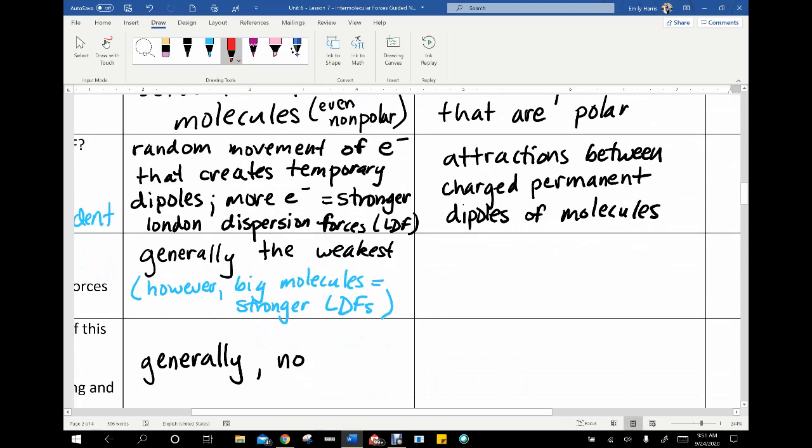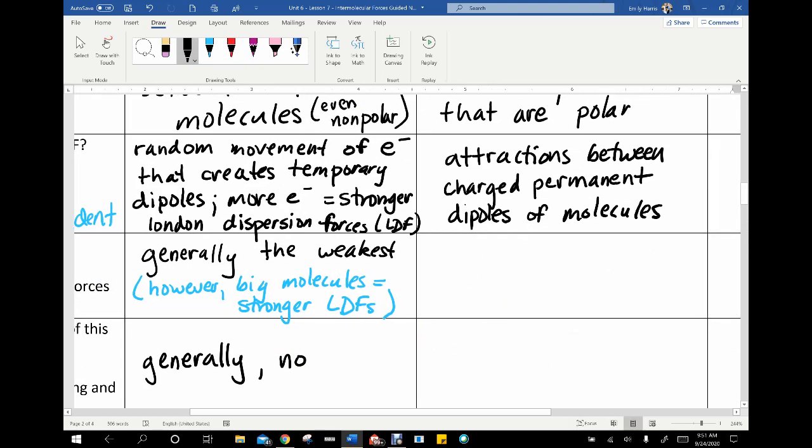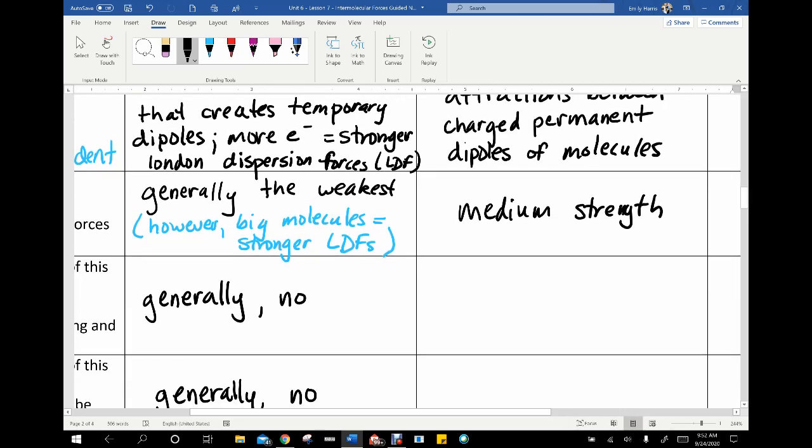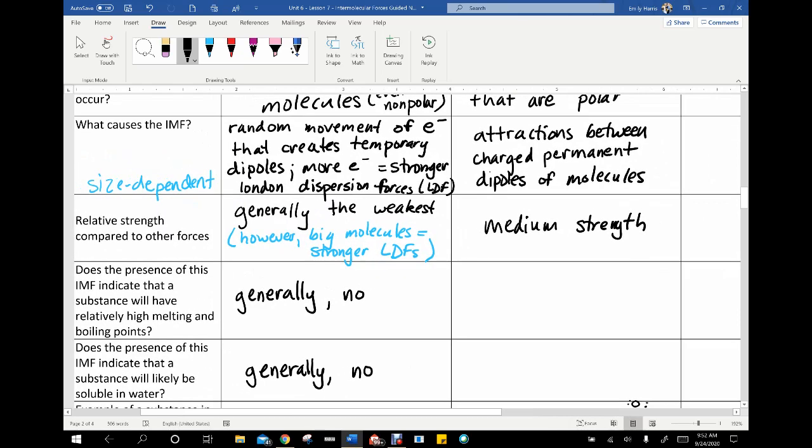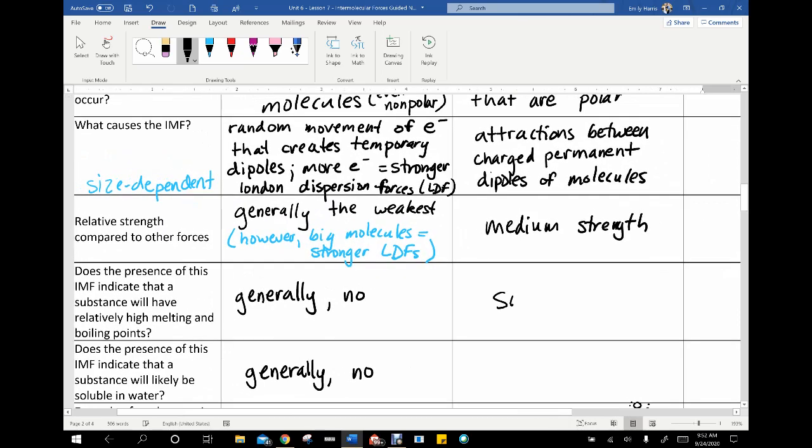So now, if we are comparing the strength, dipole-dipole forces are somewhere in the middle. So we'll call them medium strength. They're stronger than London dispersion forces, but we'll soon find that they're weaker than hydrogen bonds. And so if a substance has dipole-dipole forces, that somewhat indicates that they're going to have higher melting and boiling points.